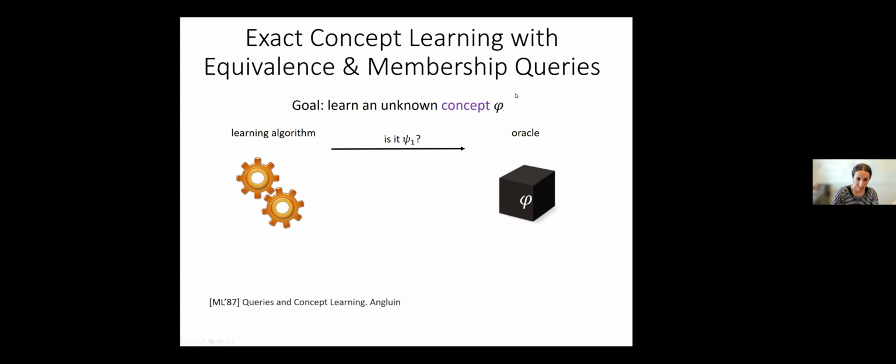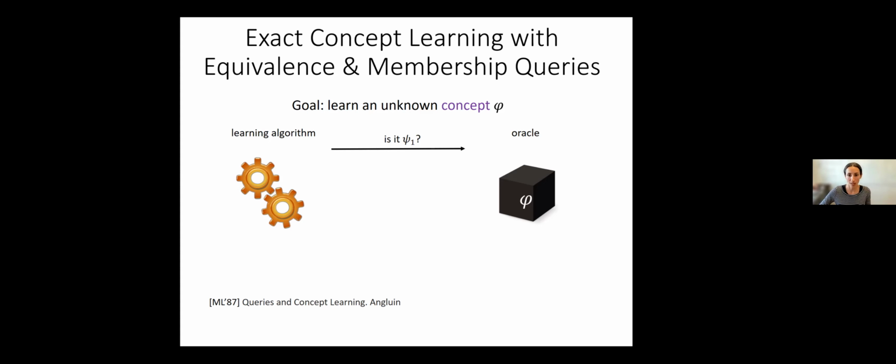Okay, and now the second part, like I said, I want to investigate SAT-based invariant inference from the perspective of exact concept learning with queries. So what do I mean by that? In exact concept learning with queries, our goal is to learn some unknown concept phi, and we can think of this concept in our case just as a formula. So we are trying to learn some formula phi.